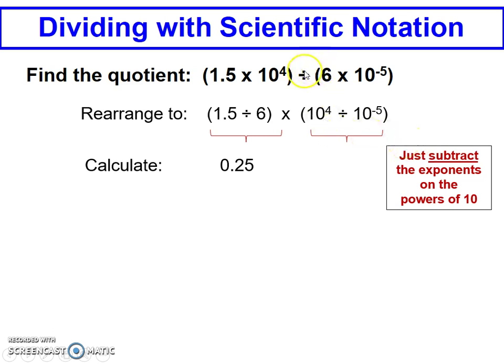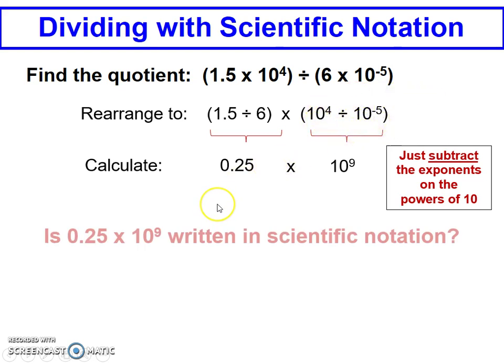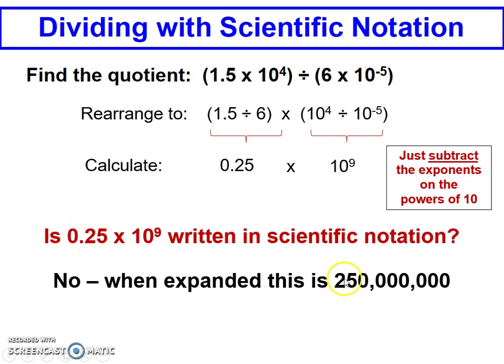So when we were multiplying in scientific notation, we added the exponents. When we're dividing in scientific notation, we subtract the exponents. So 4 minus negative 5 gets rewritten as 4 plus positive 5 for a total of 9. So be really careful with our negative values here. Okay, so then ask ourselves, is this in scientific notation? I would say no, because I don't have a non-zero digit to the left of the decimal. And so when I think about this number expanded out, it's going to be 250 million. And so rewriting it in scientific notation, I need the decimal between the 2 and the 5, which means I need to move the decimal 1, 2, 3, 4, 5, 6, 7, 8 times. So 2.5 times 10 to the 8th power.